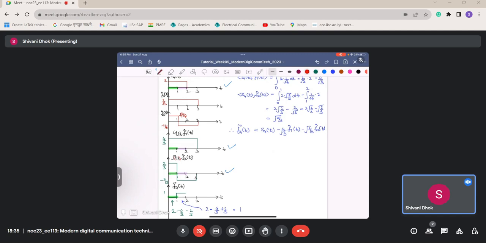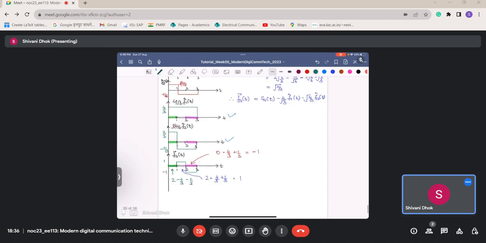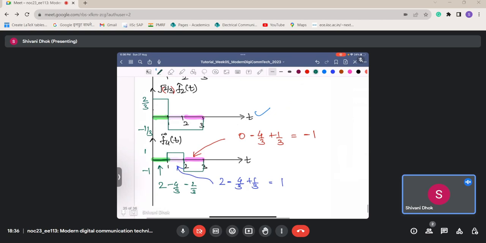And now let us look at this range, and now we'll look at the last range, which is here. So here this will be basically 0 minus 4 by 3 plus 1 by 3, which is equal to minus 1. So here we have minus 1. So this is how my F4 tilde t will be looking.